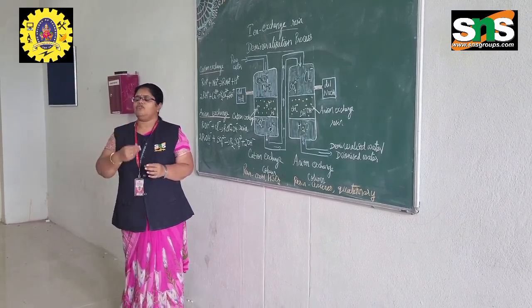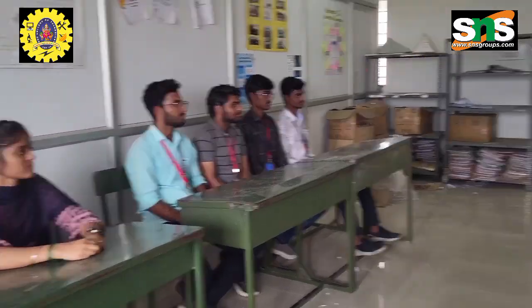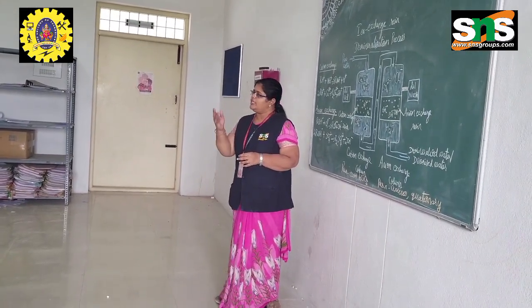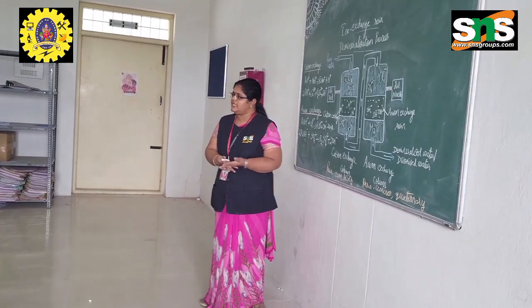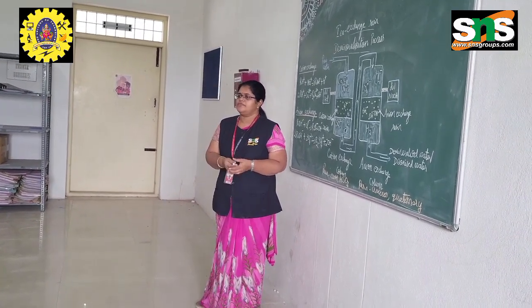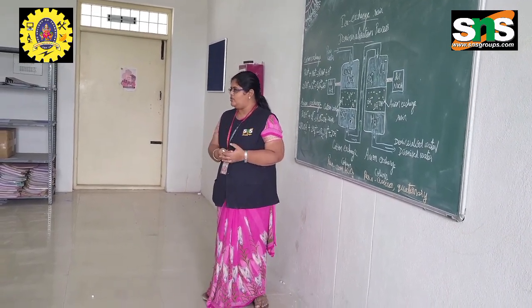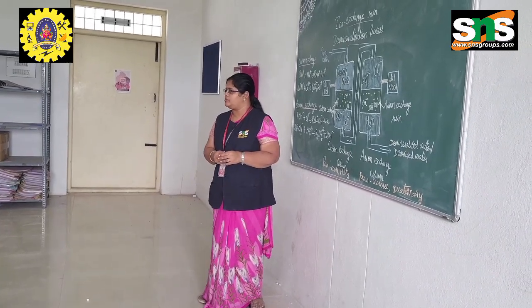Can anyone say what are the minerals that are present in the water? Calcium, magnesium, sodium, chloride, iron, zinc, potassium. Okay, so you have so many minerals present in the water. What is a cation and what is an anion? Cation, positive ions, and anion, negative ions. Very good. So the minerals may be a cation or anion. They can be removed from the water by the ion exchange process.